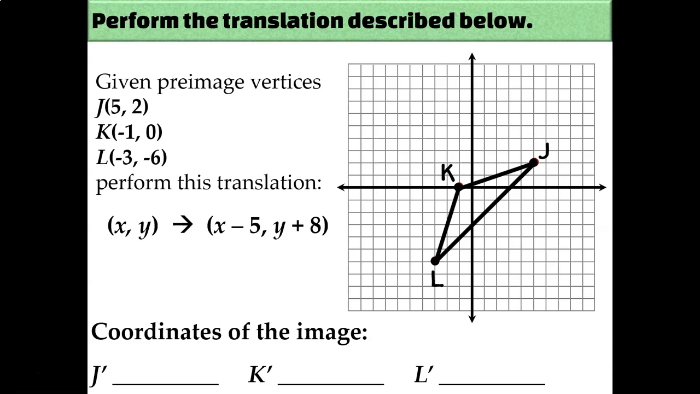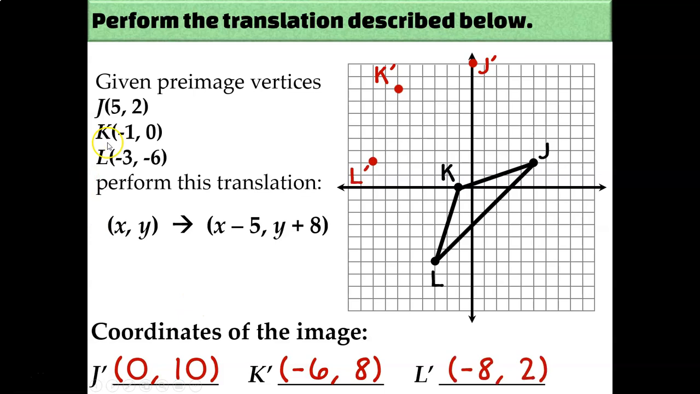Okay, let's see how you did. X minus 5 means I move to the left 5, and y plus 8 means I move up 8. Alternatively, you can do 5 minus 5 is 0, and 2 plus 8 is 10. And that's how I got my coordinates for J prime. I'll do the same thing for K prime, 5 left, 8 up, and for L prime, 5 left and 8 up, or subtract 5 from each of my x's and add 8 to each of my y's, and that creates my image triangle by moving each of these 5 left and 8 up.